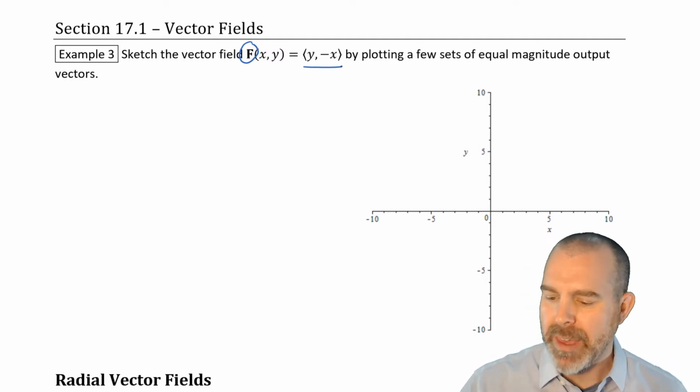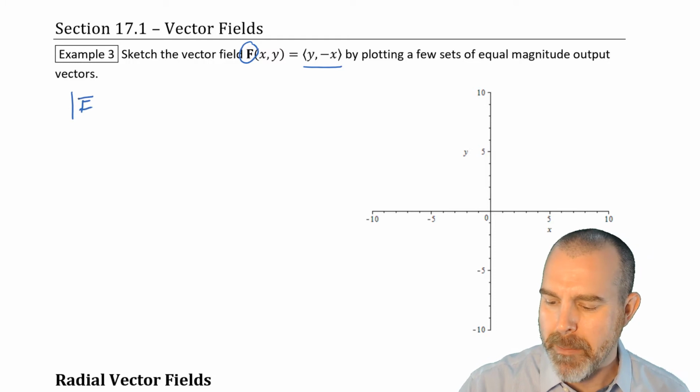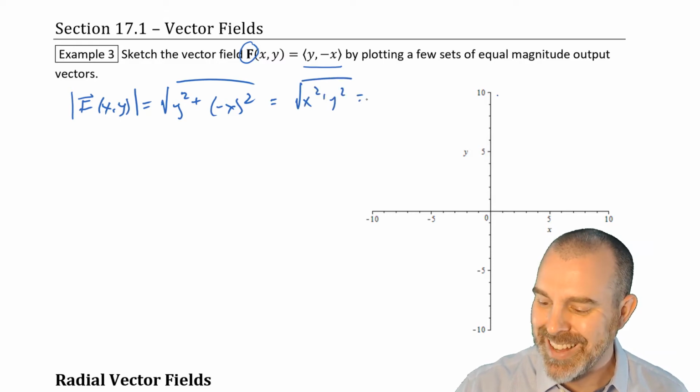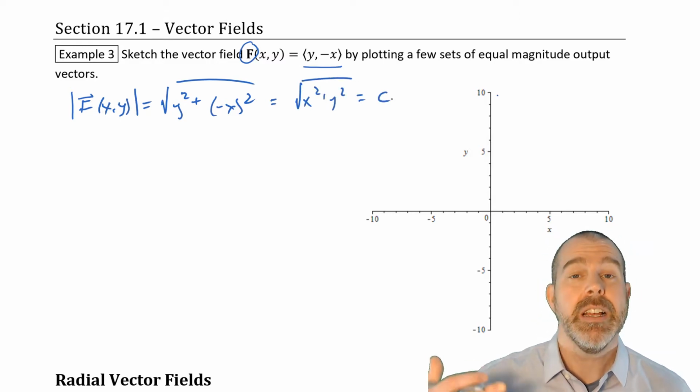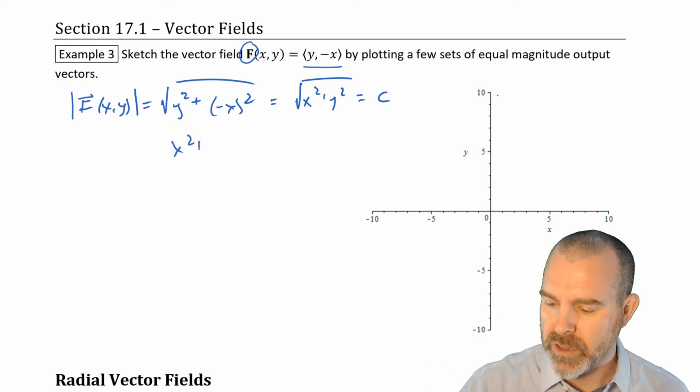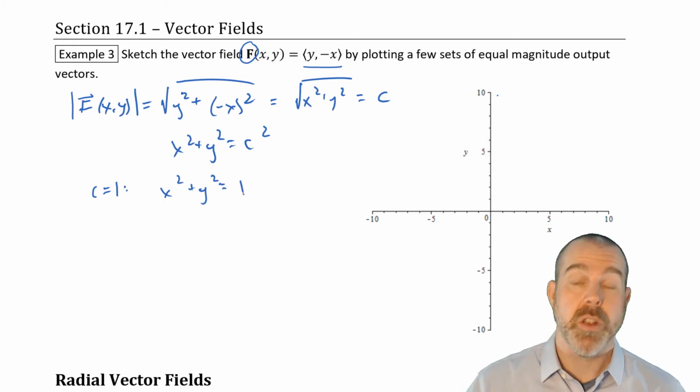So if we want them to have equal magnitude, that means the magnitude of that vector would be some constant. So let's find the magnitude. It's the square root of y squared plus negative x squared, which is the square root of x squared plus y squared. If we set that equal to some constant, because we want the magnitude of these vectors to be constant, we actually get a circle, right? x squared plus y squared equals c squared. So if c is equal to 1, we actually have the unit circle.